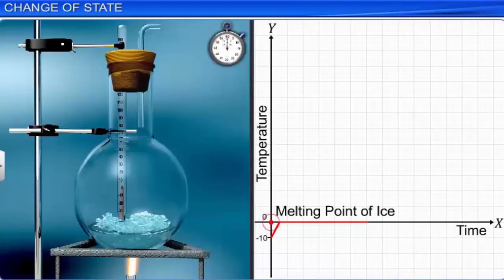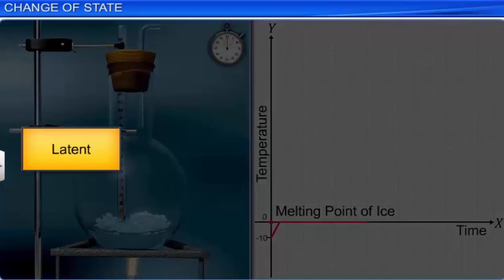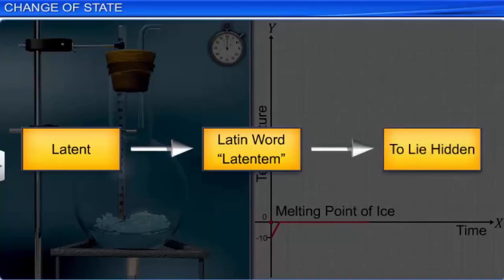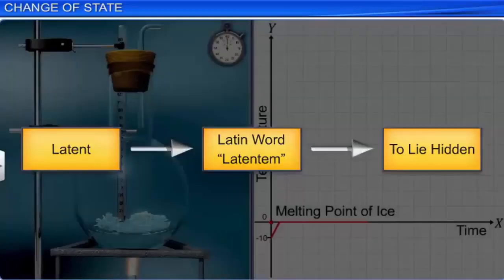In this case, the heat supplied is utilized to increase the internal energy of the substance. The amount of heat absorbed by a unit mass of a substance to convert it completely from one state to another state is called latent heat, usually denoted by L. The word latent means hidden and is derived from the Latin root word latentum, which means to lie hidden. Latent heat is a characteristic of the substance.